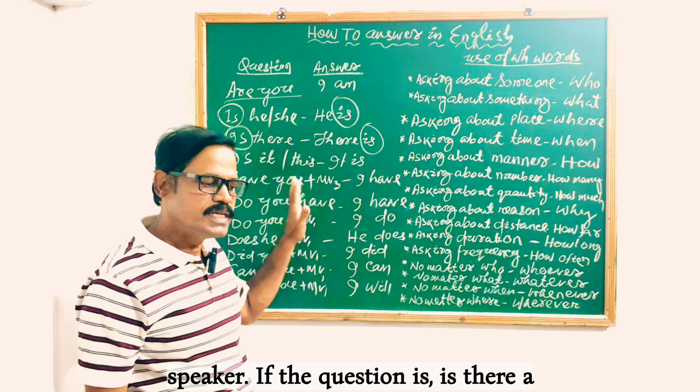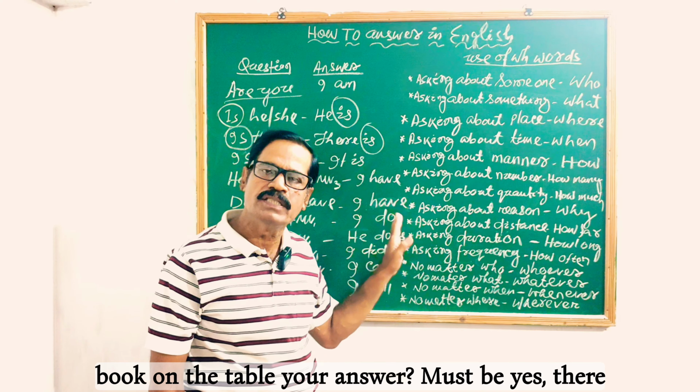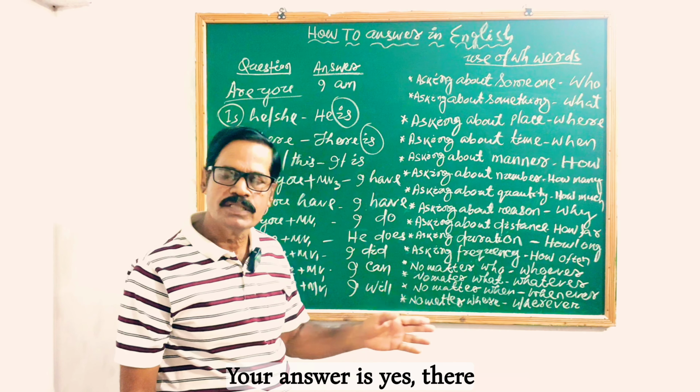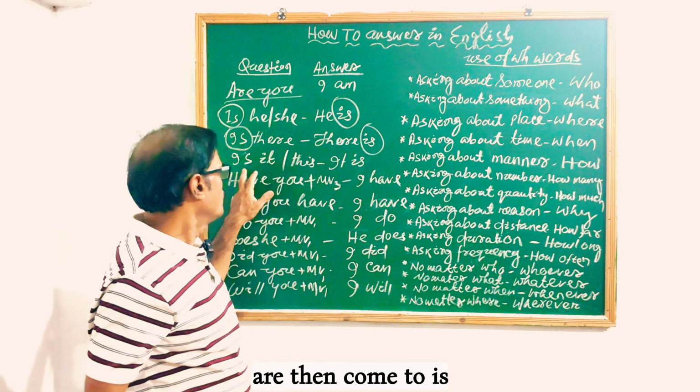If the question is, is there a book on the table? Your answer must be yes, there is. Are there some books on the table? Your answer is yes, there are. Then come to is it?